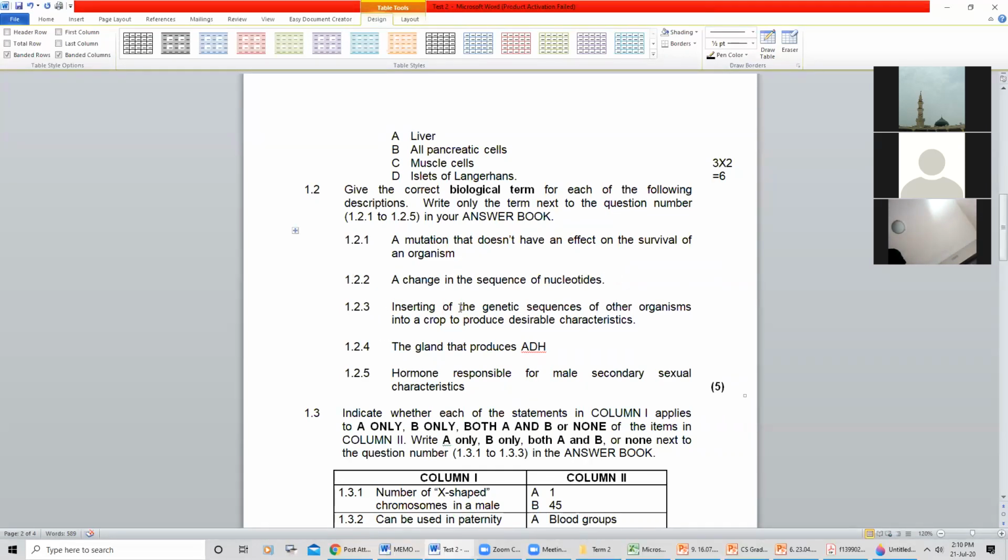Then 1.2.3, inserting of genetic sequences of other organisms into a crop to produce desirable characteristics. What's that called? Right. So if you insert the genetic sequence, basically a gene of another organism, into a crop, for example, right? So from one organism to another, and then you get a desirable characteristic for us. What's that process called?